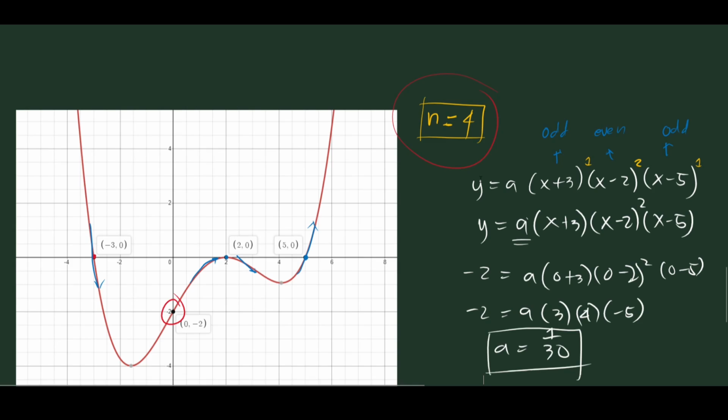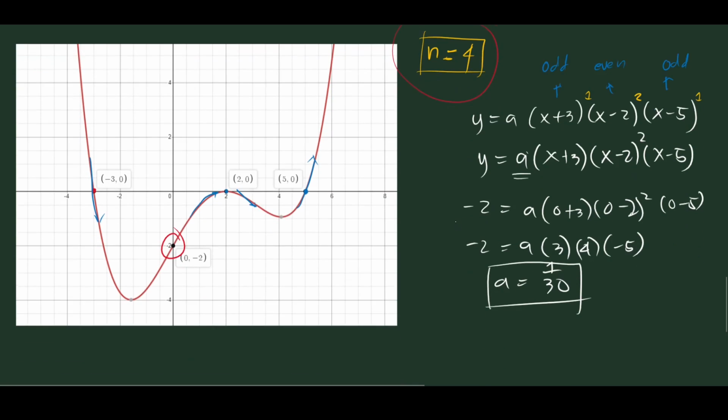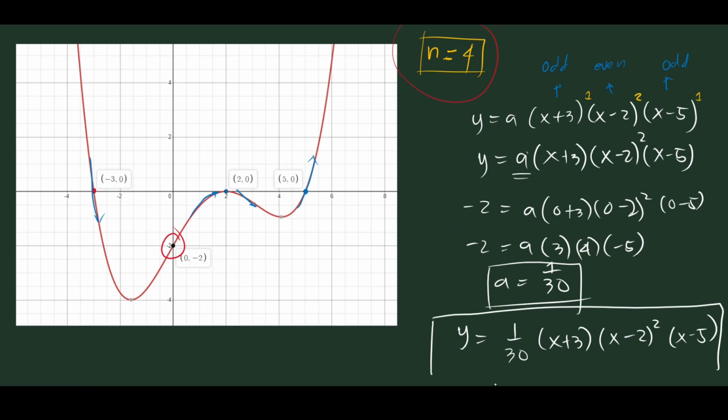Okay, so now that we have this, our final polynomial function will be y is equal to 1/30 times (x + 3), (x - 2) squared, and then (x - 5). Okay, so there you have it. Very cool, right? So we have deduced our way to this polynomial function by just taking a look at the graph, which is really cool. Okay, so thank you for watching, and I hope you learned something, and see you in the next videos.